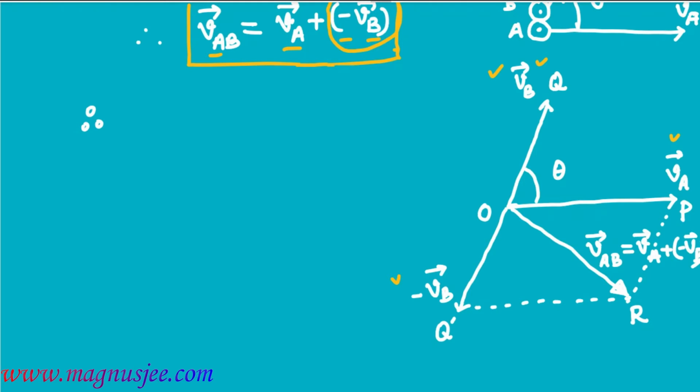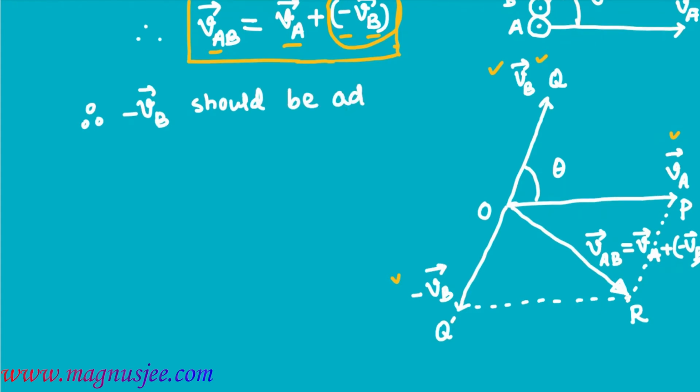Therefore, minus vector VB should be added with plus vector VA to get vector VAB.